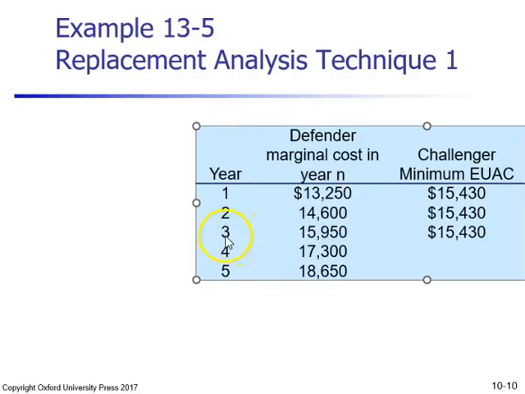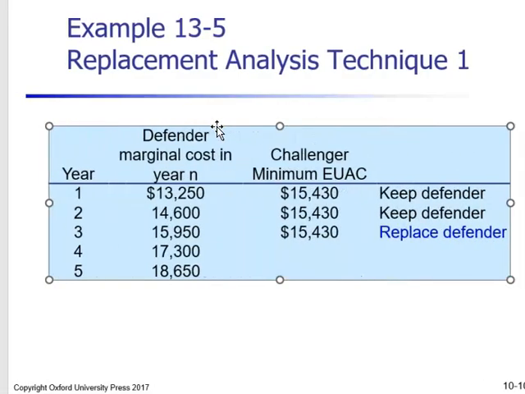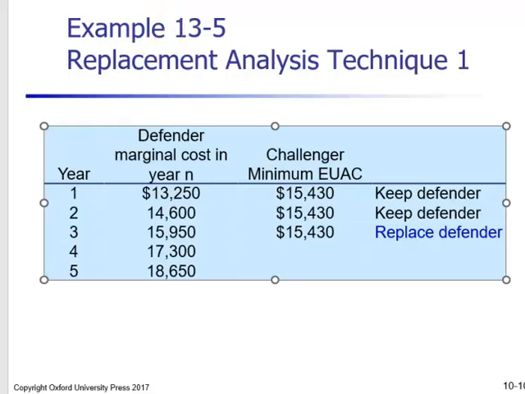In year 3, if we want to keep the defender, it costs us $15,950, but the challenger costs us $15,430. So it's going to be cheaper. So for year 3, we are going to use the challenger, and we are going to do the replacement. And that's it.